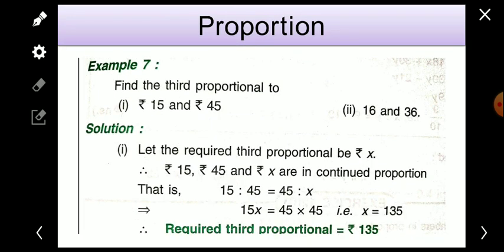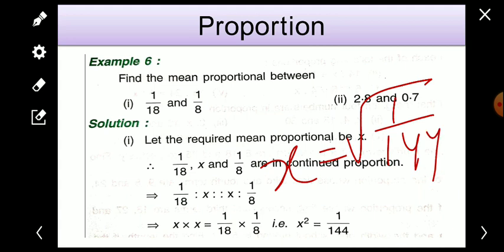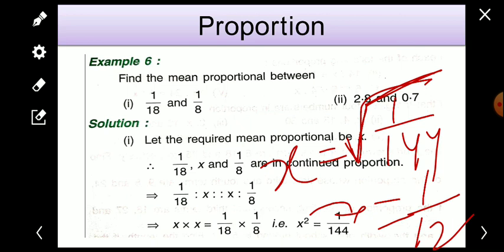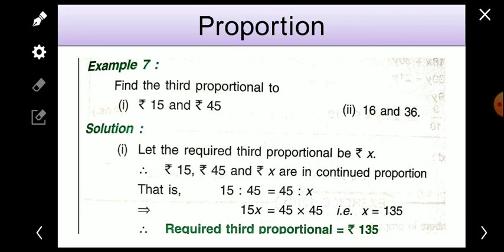Now I am telling you what the value of x will be. X will be root under 1 by 144. The power will be transferred to this side, then it will be converted into root, so x is equal to root under 1 by 144, and we will find the square root. We know how to find it, and we will get the value 1 by 12. This is the answer. You will practice these examples. The examples are very important.